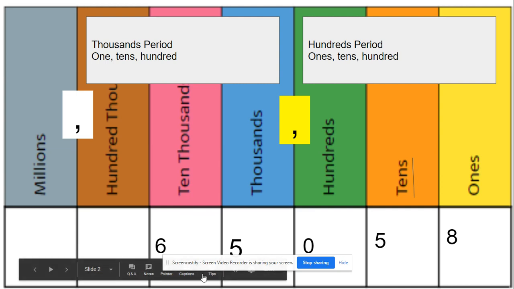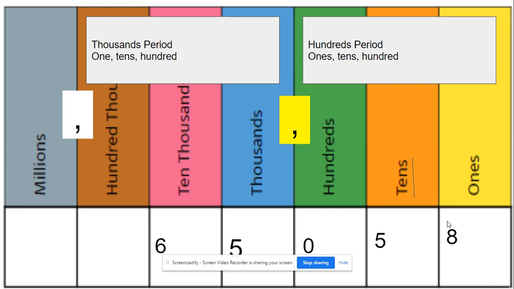So we have a 6 in the 10,000s column. That's 60,000 plus 5,000, which is 65,000. Over here, we don't have any hundreds, so we just say the hundreds period as 58. 65,058. So that's just a review of our hundreds period, our thousands period, and why the comma is important.